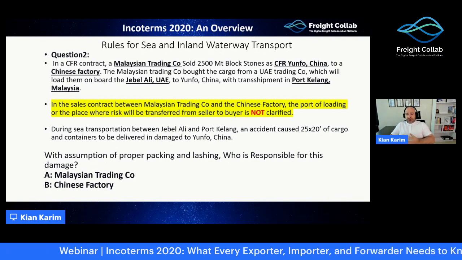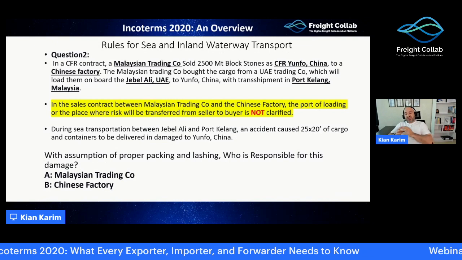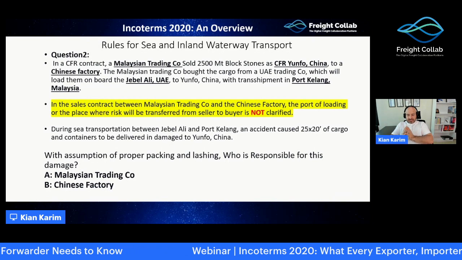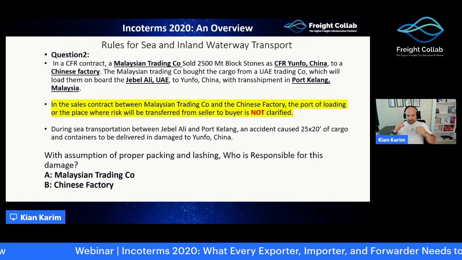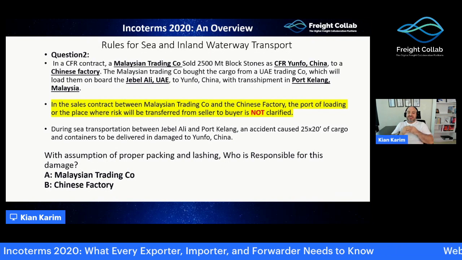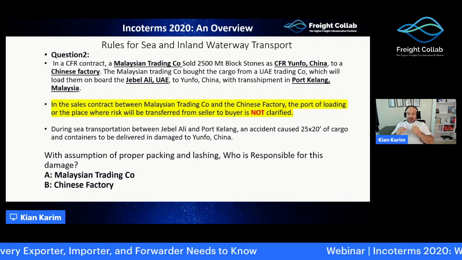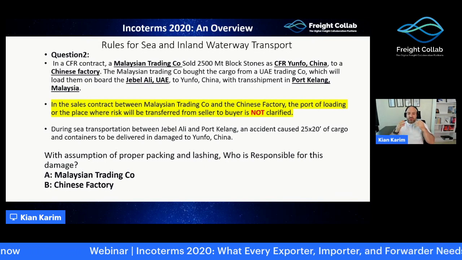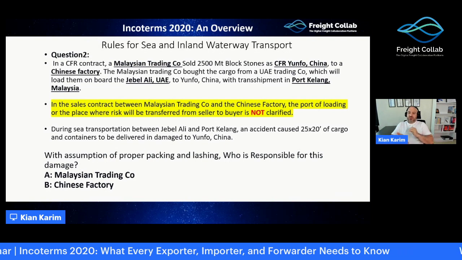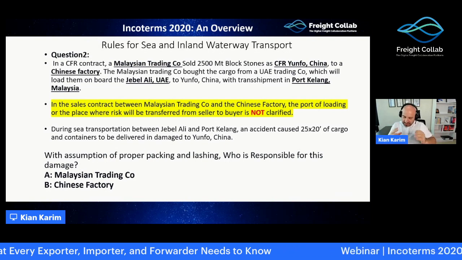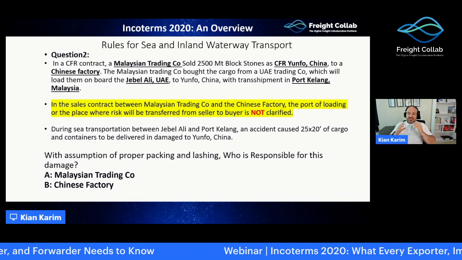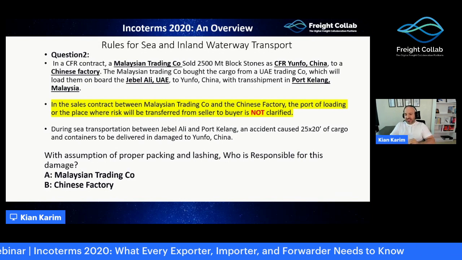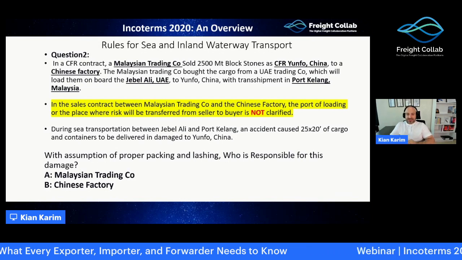So in these scenarios, confusion will happen, and when there is confusion, there will be disputes. Please, when you are dealing with Incoterms, especially C terms, write down in the contracts the port or the point where the risk will be transferred. This will be very helpful in preventing such confusion and disputes. It will save you time, cost, a lot of money and reputation.